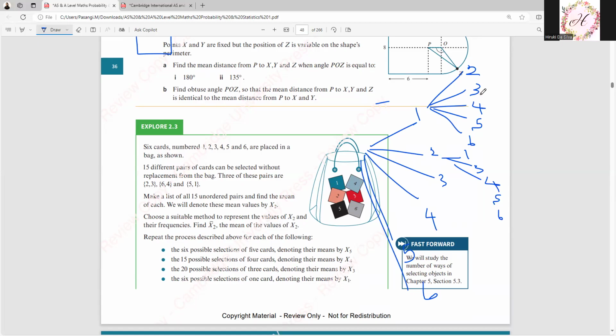So we can write the combinations here. For the first one, 1, 2. This is 1, 3. This is 1, 4. This is 1, 5. This is 1, 6. And again it would be 2, 3. Then 2, 4. 2, 5. Likewise, but 2, 1 won't be there because the combination is already there.